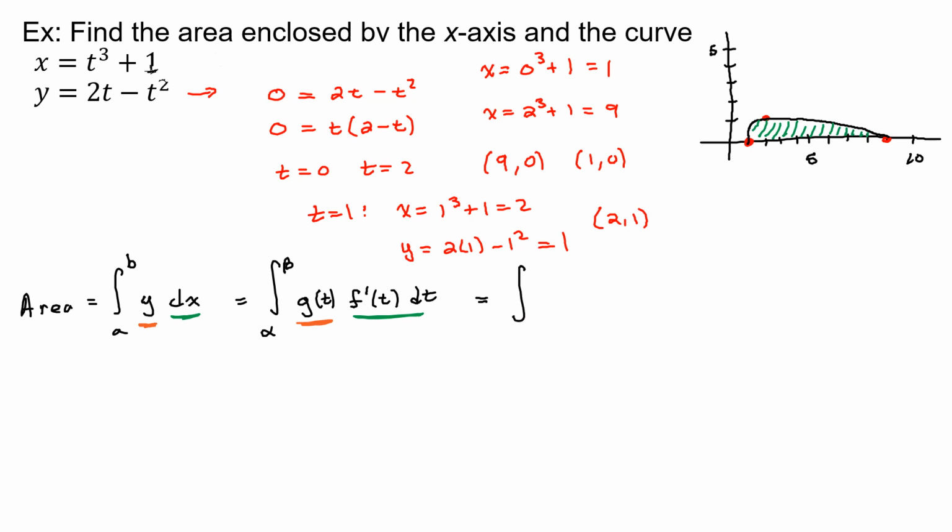The alpha and the beta are your t values. So I'm going to go between 0 and 2. That would be the 0 to 2 that I found right here. G of t, which would be the y, 2t minus t squared, times the derivative of the x, 3t squared, and I integrate that with respect to t. It's going to be a power rule once we work it out. The 3t squared times the 2t will give me 6t cubed minus 3t to the 4th dt.